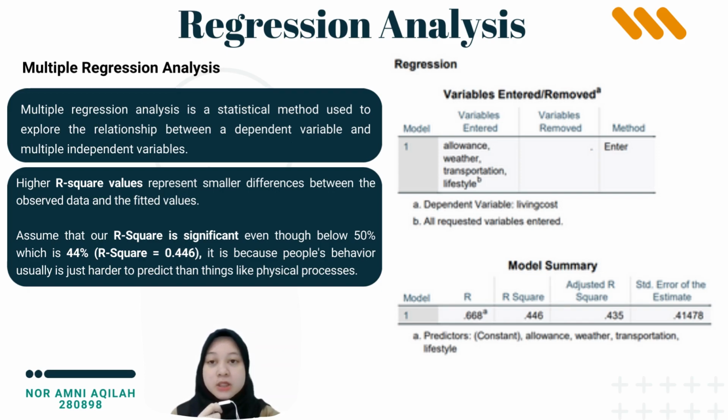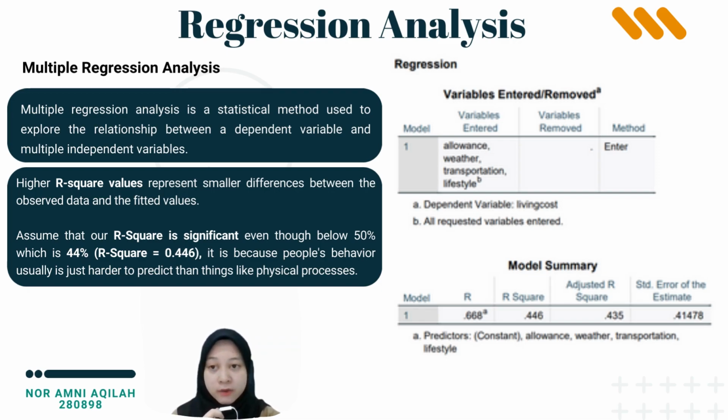The dependent variable would be the cost of living, and the independent variables include factors like transportation, lifestyle, allowance, and weather. Based on the model summary, looking at the R-square value in the tables, R-square is a goodness of fit measure for linear regression models. This statistic indicates the percentage of the variance in the dependent variable that the independent variables explain collectively. R-square measures the strength of the relationship between the model and the dependent variable on a 0 to 100% scale. In our case, the R-square value is lower than 50%, which is only 44%.